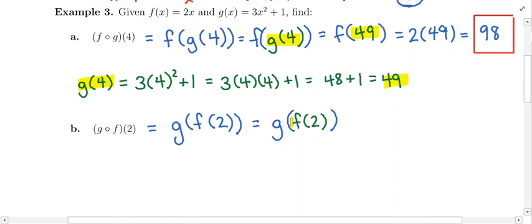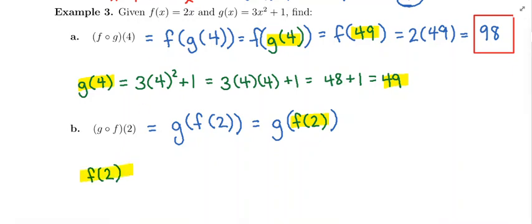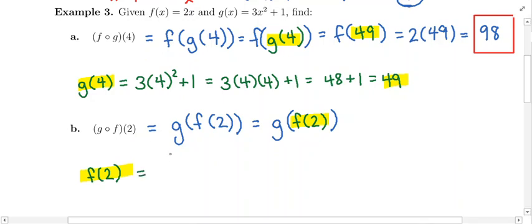Reading along with g of f of 2, I'm going to start inside the parentheses, the innermost part, and go out to the side and compute f of 2. That's what I'm highlighting in yellow. This means go to f of x and plug in 2 for x. So f of x is 2 times x, so this is going to be 2 times 2, which is just 4. So f of 2 is the same thing as 4.